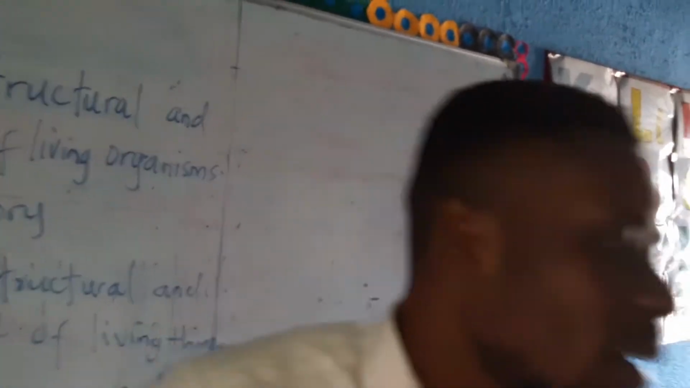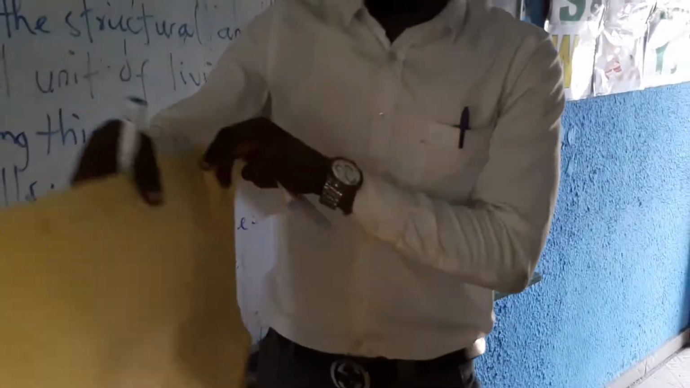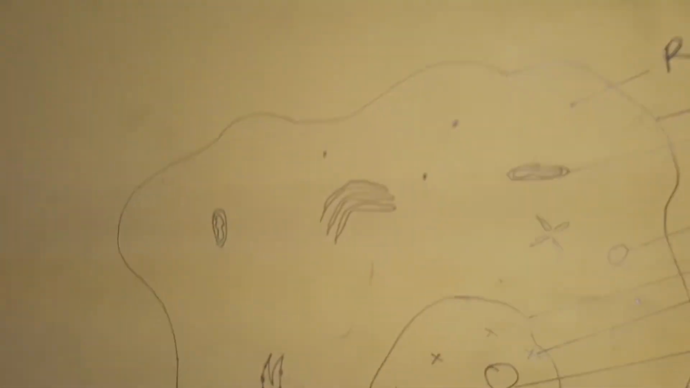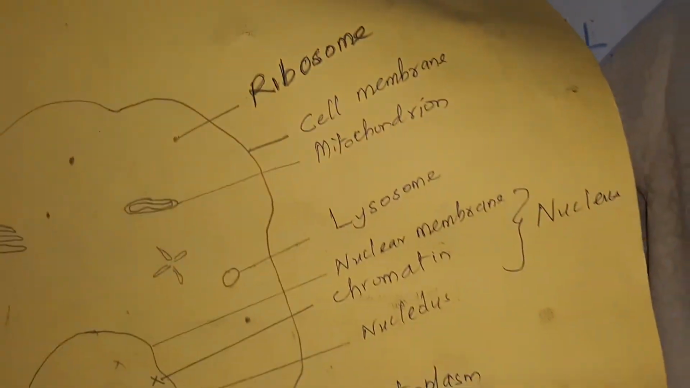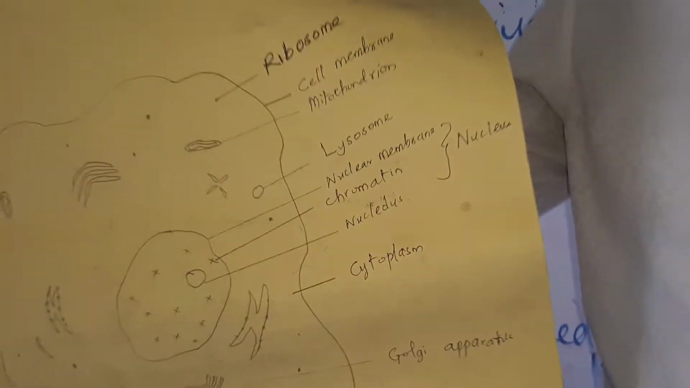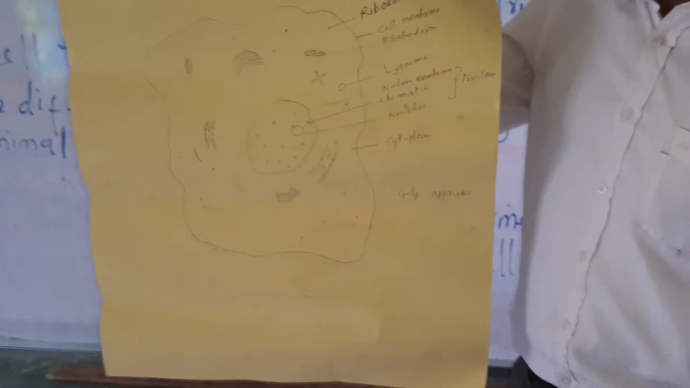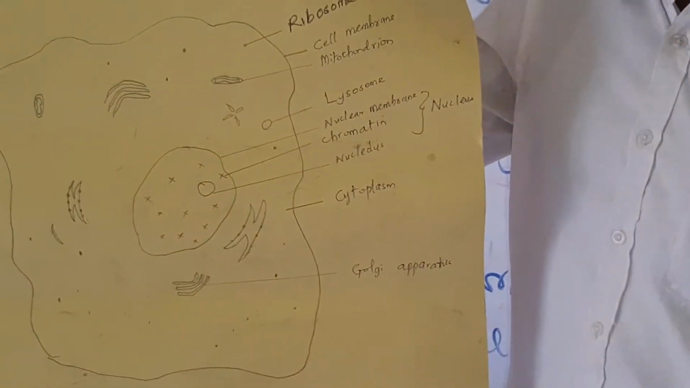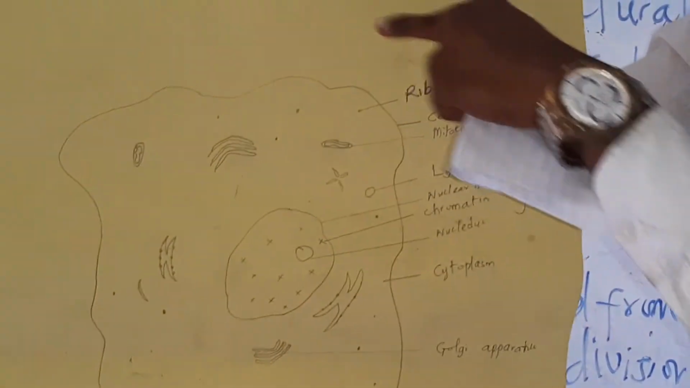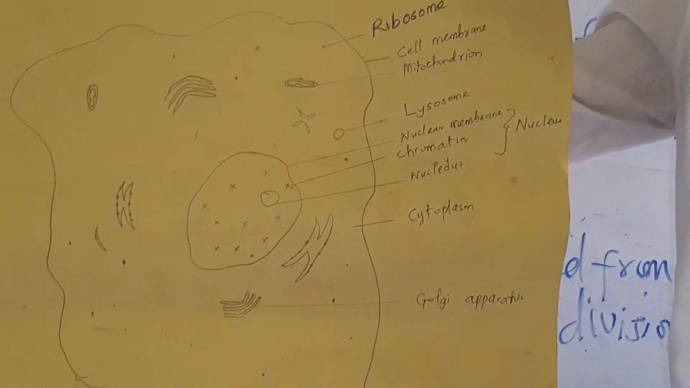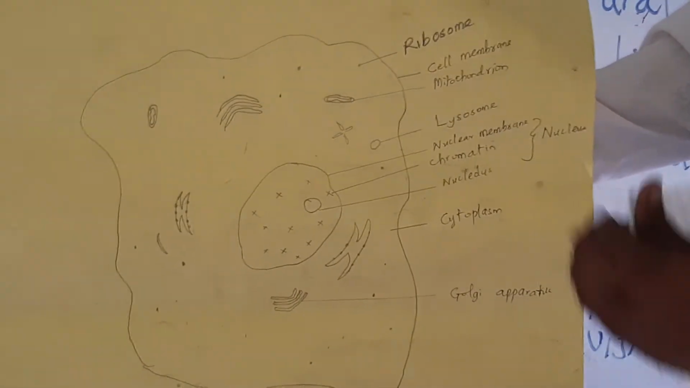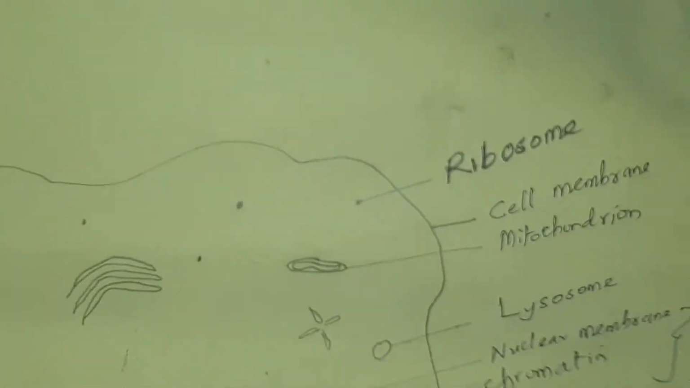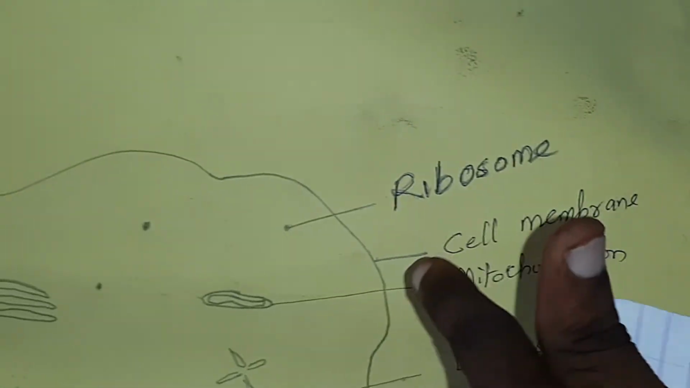Now, here I have a picture of cell. Remember I said that you can't see cell with your naked eyes. Only a microscope is used in viewing cell. Now this is an animal cell. You see, it has several organelles. We have the ribosome. We have the cell membrane, the outer part.